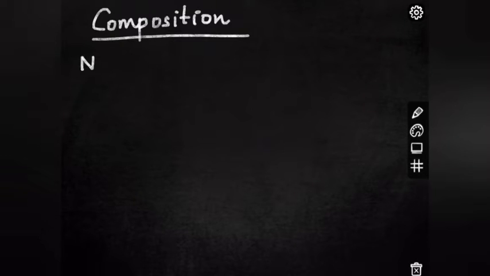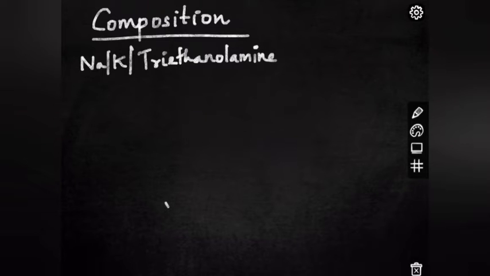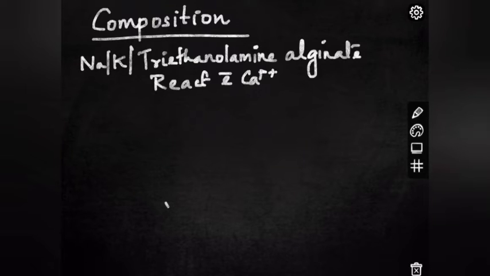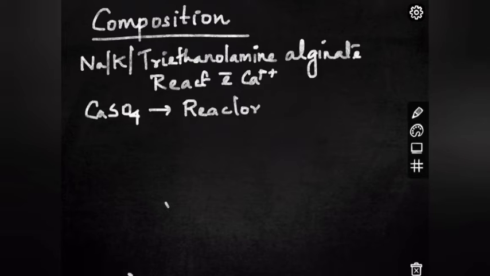Now let's see what ingredients are present in alginate. The first is sodium or potassium or triethanolamine alginate, about 15% in the alginate. The main function of this component is to react with the calcium ions present in the next component, which is calcium sulfate. This is present in about 16% and it is a reactor, that is, it is going to react with the alginate forming insoluble calcium alginate.